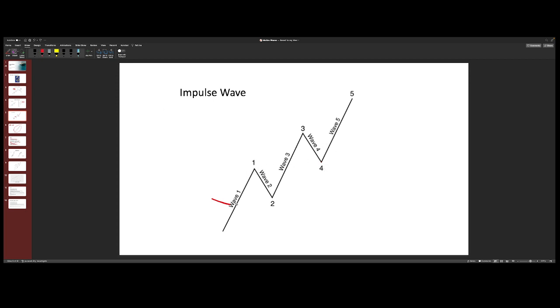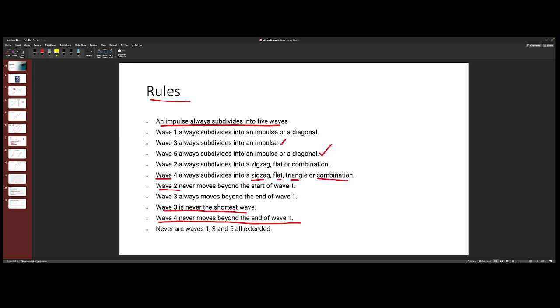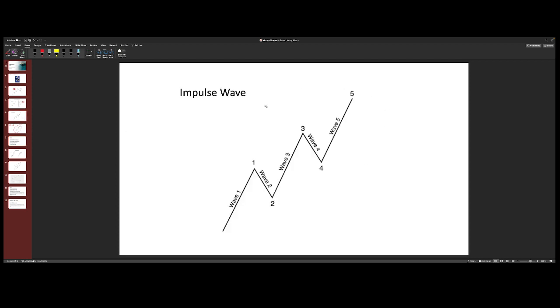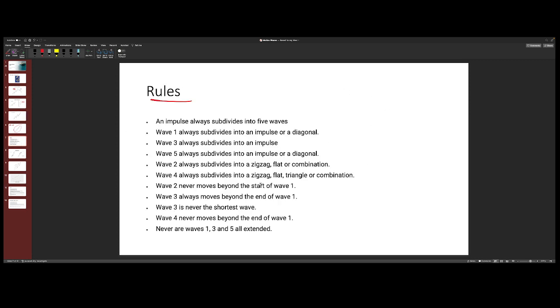So those are the rules that we must follow. Take a little snapshot, take some notes on it. Make sure you guys are writing these down so you don't forget them. As you get more familiar with these rules, they just become second nature. And with more practice, you'll be able to identify this impulsive structure very easily following these rules. Okay, let's move on to the second type.